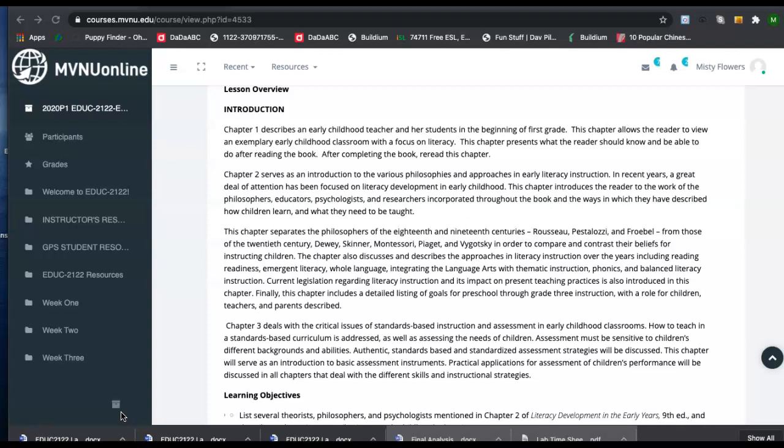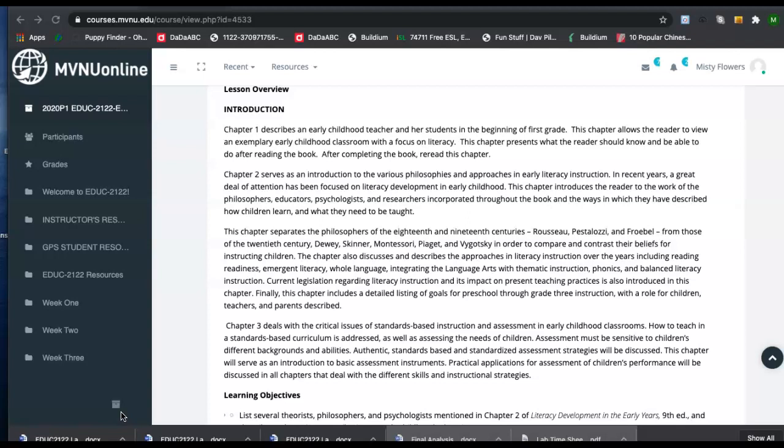So also in this chapter, there is a detailed listing of goals for preschool through grade 3 instruction, with a role for children, teachers, and parents described.